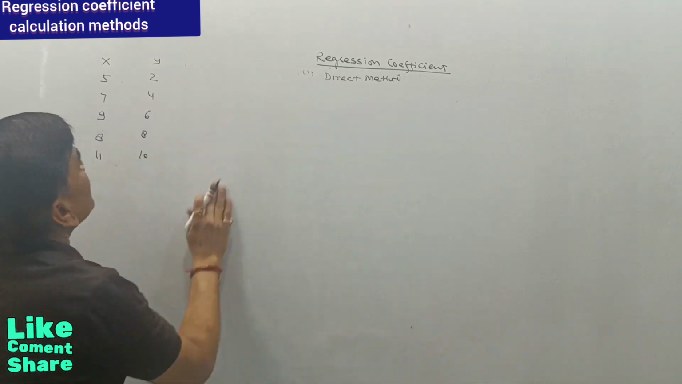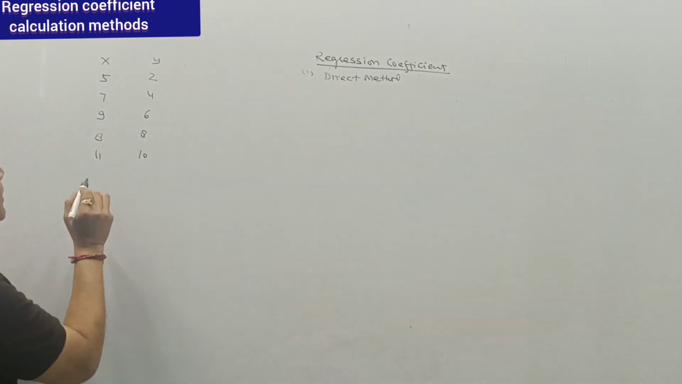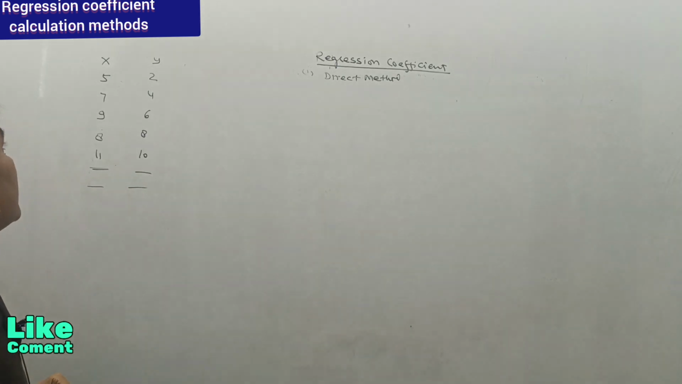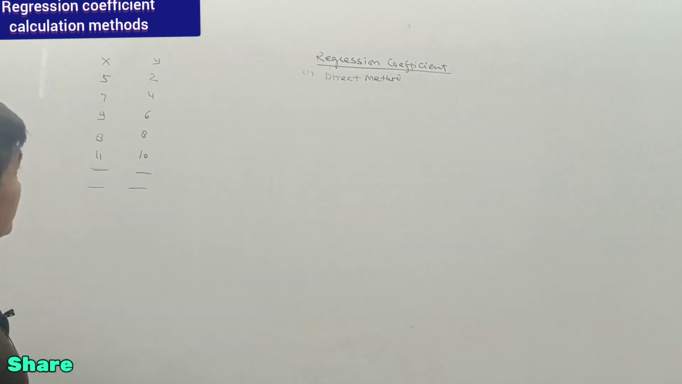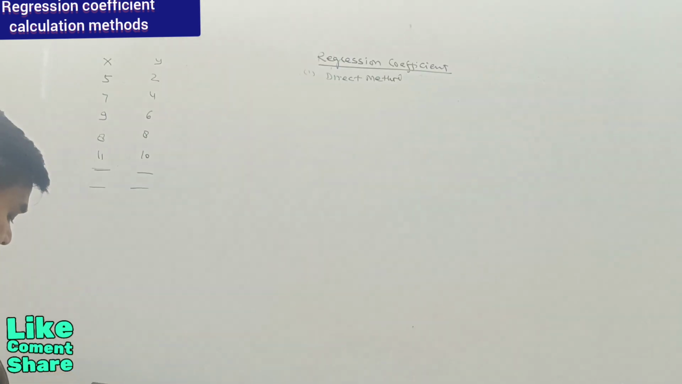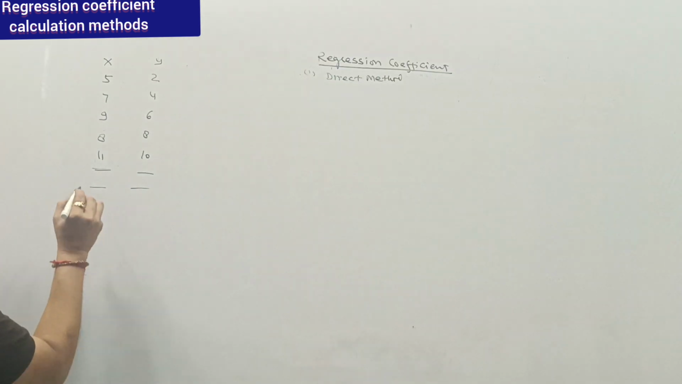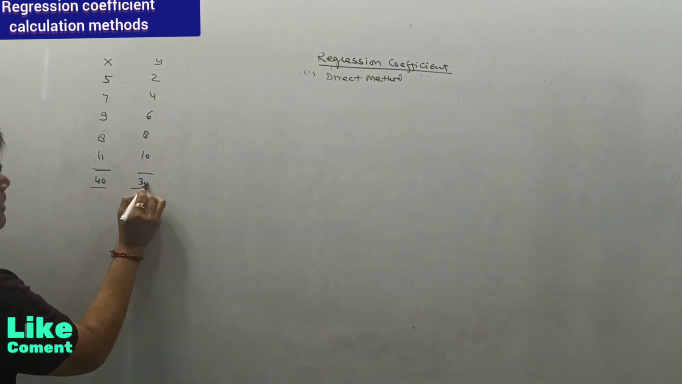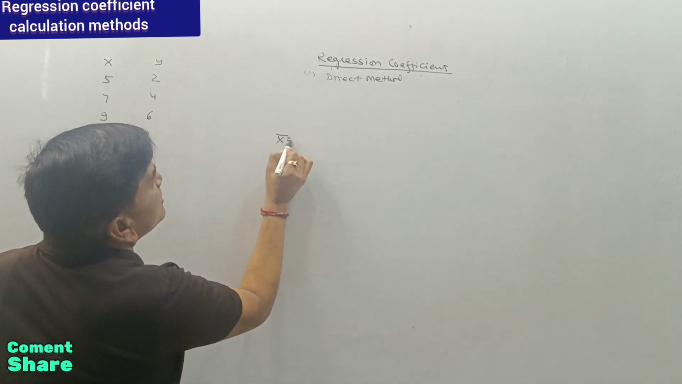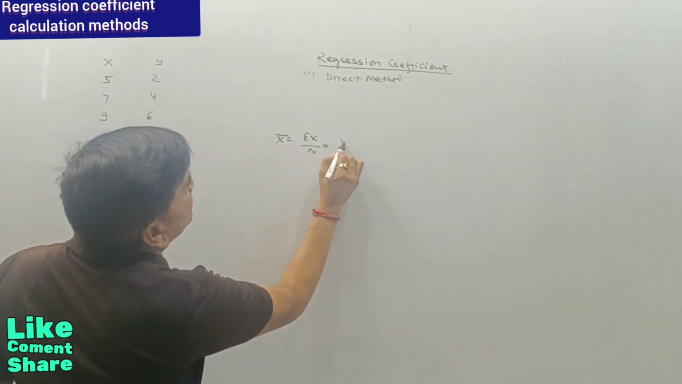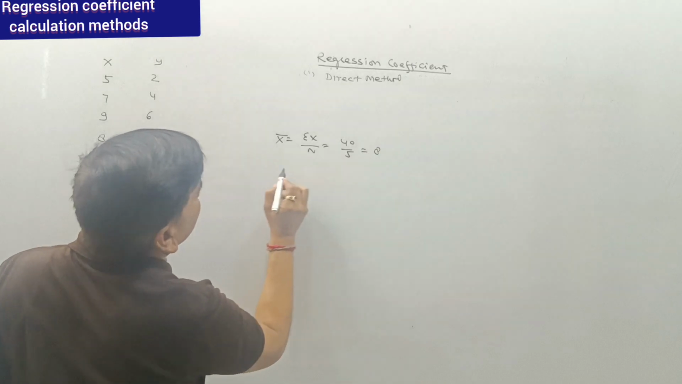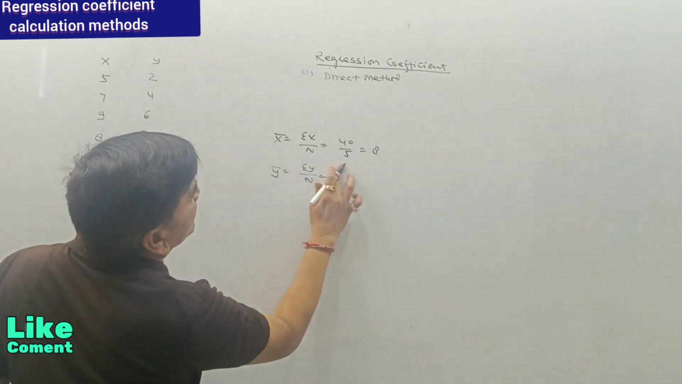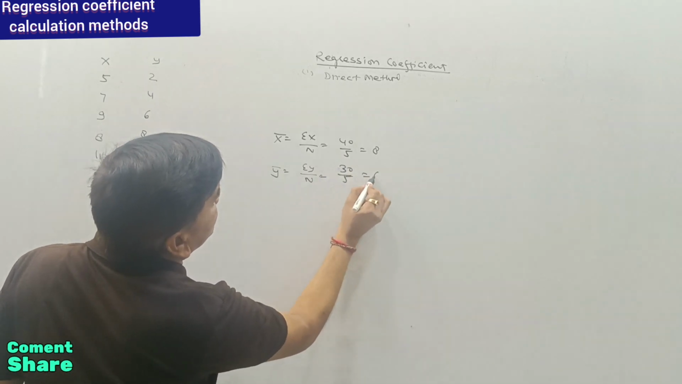Direct method means we have the actual arithmetic mean. For getting the actual arithmetic mean, first we add 5 plus 7 plus 9 plus 8 plus 11. The total of x is 40 and the total of y is 30. So x bar is sigma x divided by n, that is 40 divided by 5, that is 8. Y bar is sigma y divided by n, that is 30 divided by 5, that is 6.